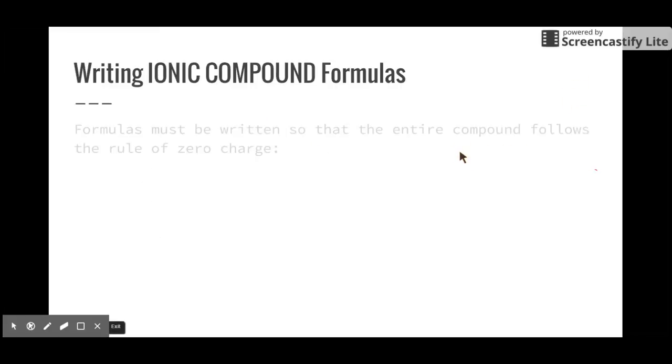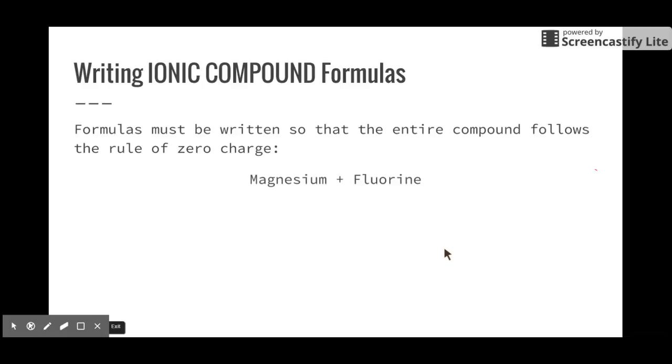So how do you write ionic compound formulas? Well, in order to write a formula, it's kind of like what we did before. They must be written so that the entire compound follows the rule of 0 charge. So what do I mean by that? Well, think about magnesium and fluorine. Magnesium has a positive 2 charge and fluorine has a minus 1 charge. How are these two supposed to come together? They can, they're opposite charges, but what ratio do we need of each?